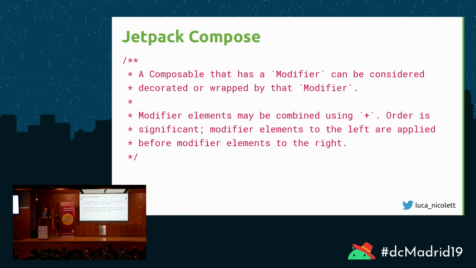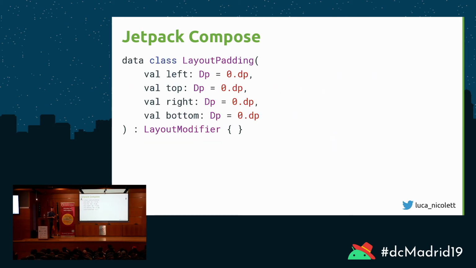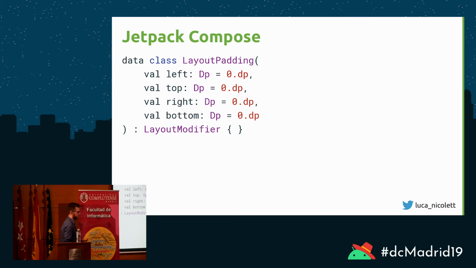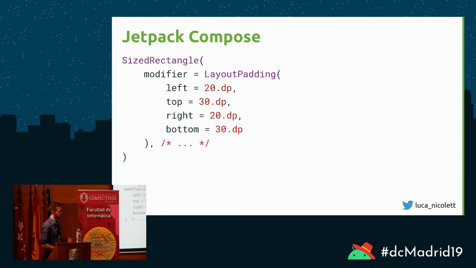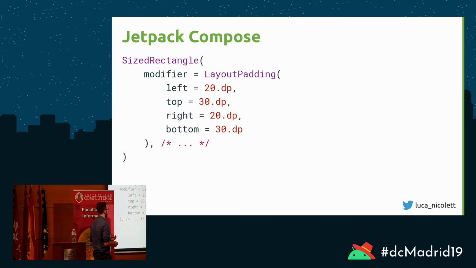You can combine multiple modifiers by using the unary plus, but keep in mind that the order is significant. An example of a modifier could be some padding. You have a text function, but sometimes you want to add some padding, and sometimes you don't. So if you want to wrap with some space, you just need to provide the modifier to the composable function.